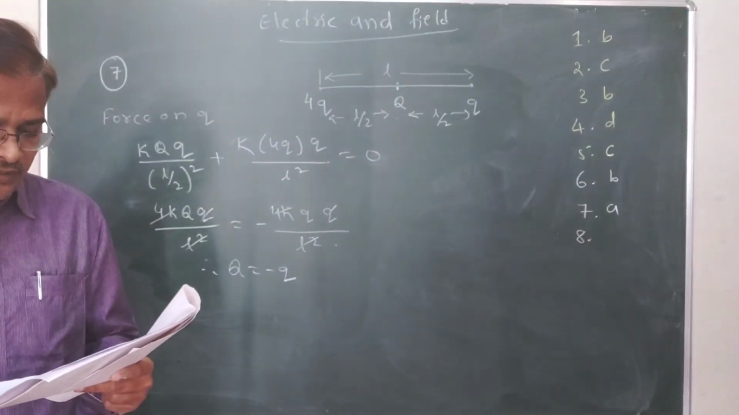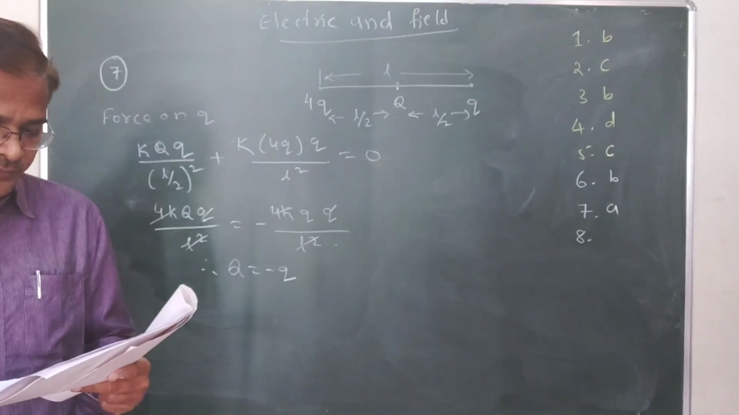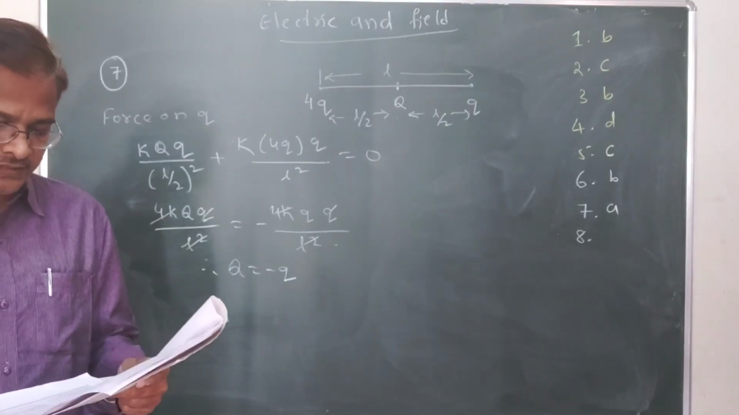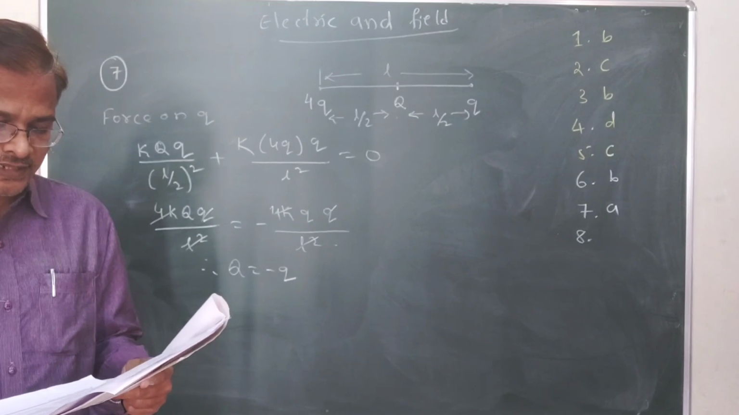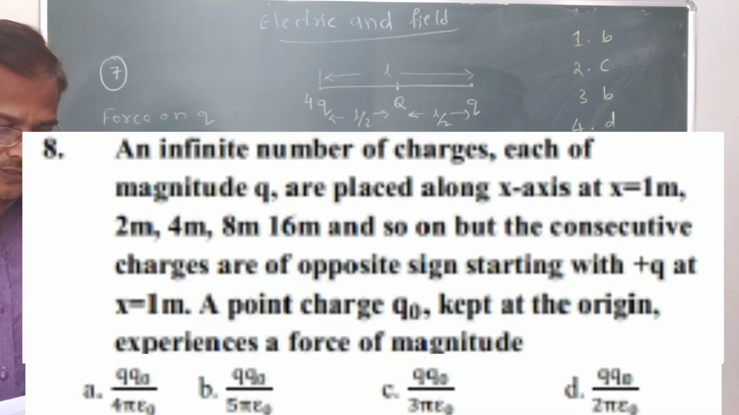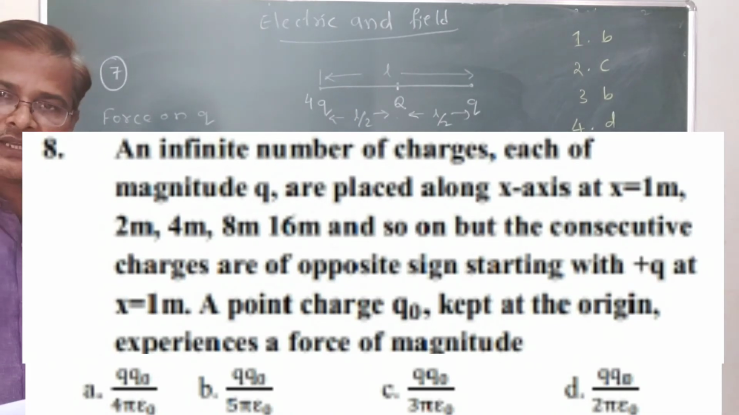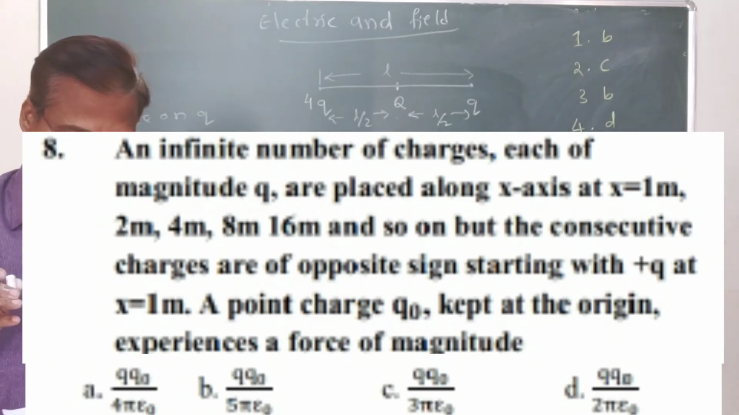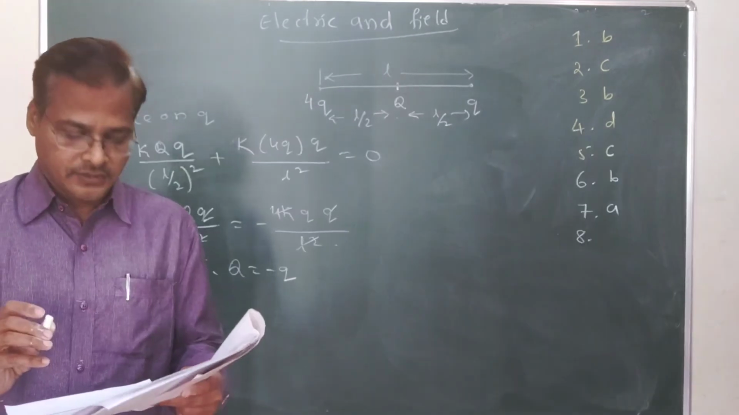An infinite number of charges, each of magnitude q, are placed along the x-axis at a distance x equal to 1 meter, 2 meter, 4 meter, 8 meter, 16 meter, and so on. But the consecutive charges are of opposite sign, starting with plus q at x equal to 1 meter, and a point charge q naught kept at the origin experiences a force of magnitude.